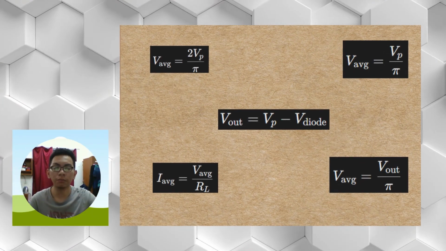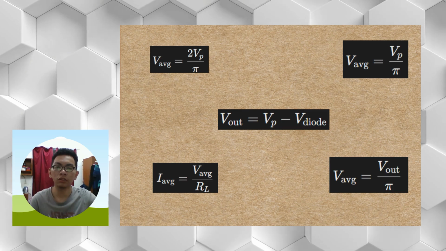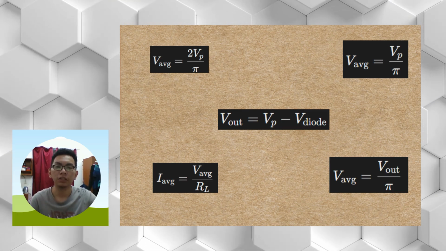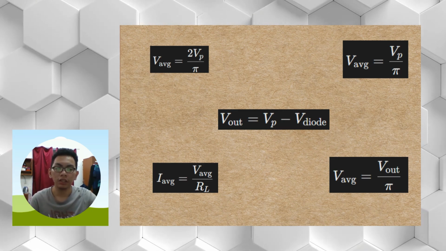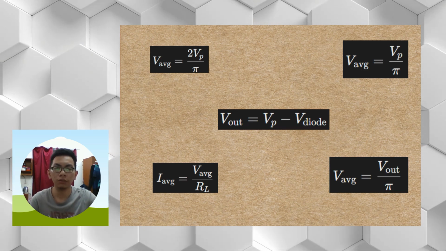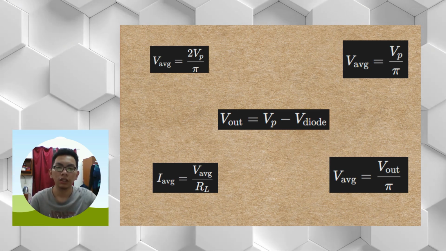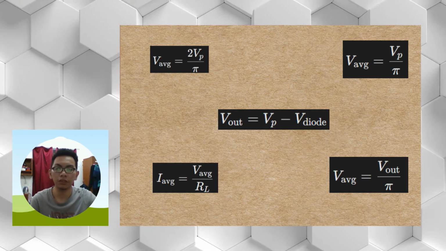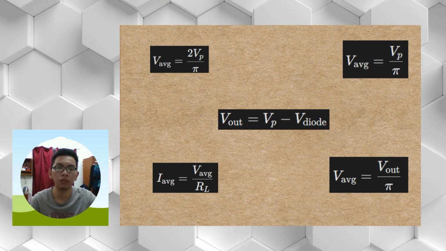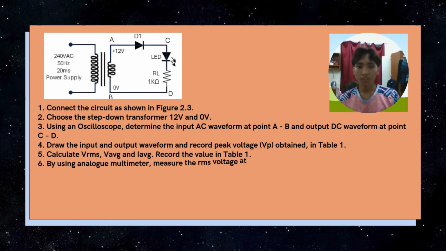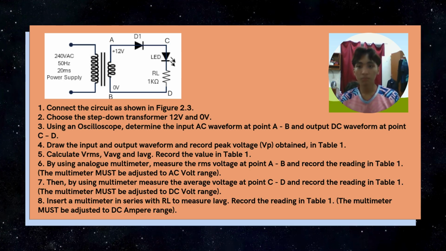So this is the main formula that we are using for the lab. V average equals 2 Vp over pi. The next one is V average equals Vp over pi. The next one is V out equals Vp minus Vd, or we can call it V diode. I average equals V average over RL, and the last one is V average equals V out over pi.